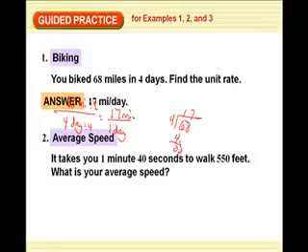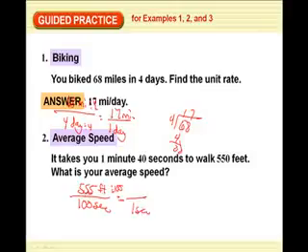Average speed: it takes you 1 minute, 40 seconds to walk 550 feet. What's your average speed? So 550 feet in 100 seconds. How much is it for 1 second? We would divide by 100. Decimal back, 5.5 feet per second.